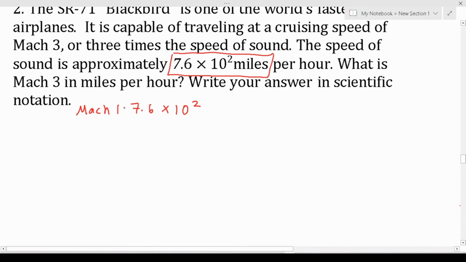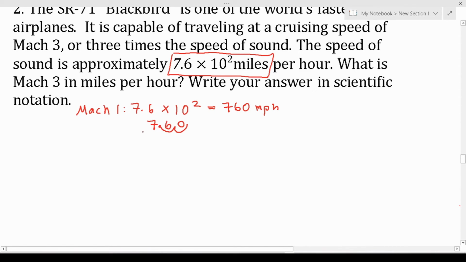And we're going to use this Mach 1 speed to figure out how fast Mach 3 is. And then we'll take that number and convert it to scientific notation. In this case, it's pretty easy to work this out. Again, this says 7.6 times 10 squared. Since this is positive, that tells us we take this decimal and shift it 2 times to the right and add a 0 in. In other words, Mach 1 is the same as 760 miles per hour.